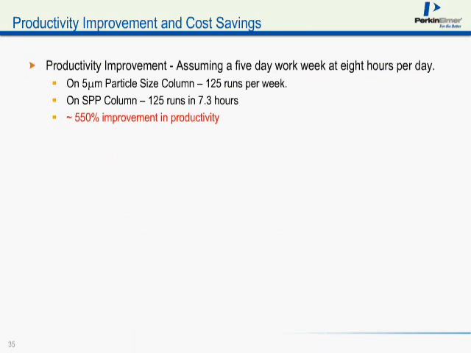Now with the SPP column, where you're running below 3 minutes, you can now get that same number of injections in about 7 hours. And so you can do the same amount of work that used to take you 5 days now in a single day. And that constitutes about a 550% improvement in productivity.